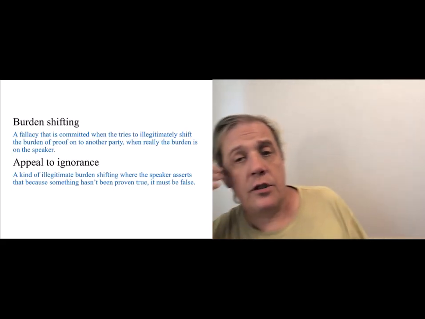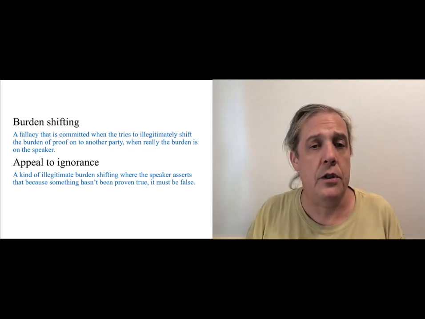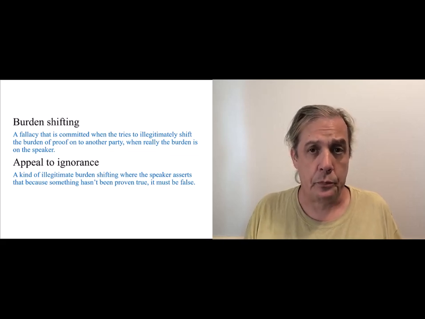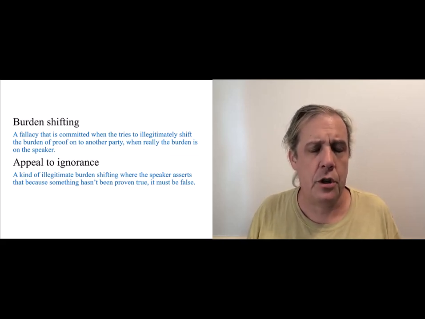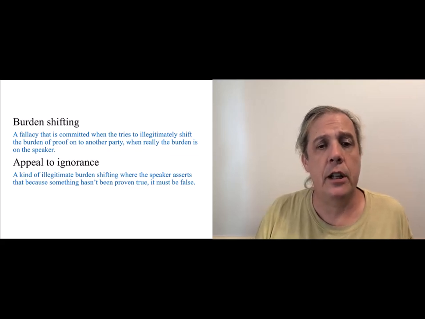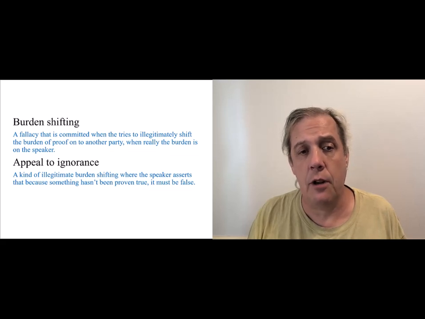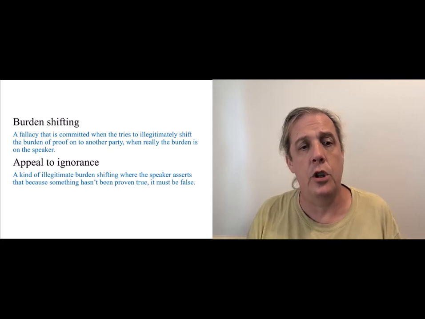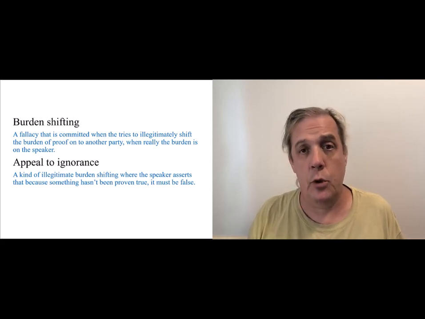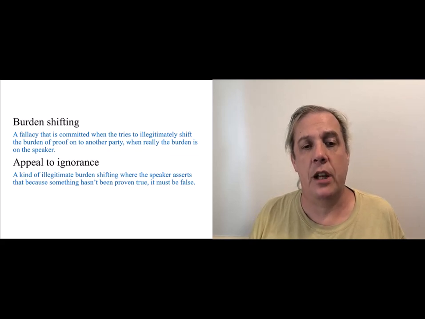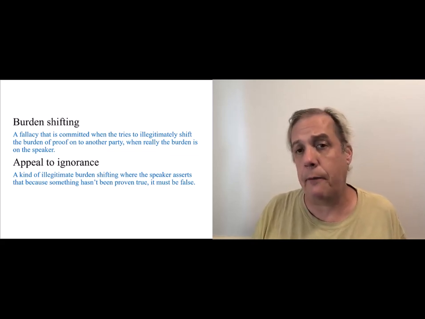So this gives us two key fallacies that we keep track of in the traditional approach to critical thinking: burden shifting and appeal to ignorance. Burden shifting just is what I was describing. It's the fallacy that's committed when someone tries to dump the burden of proof on you when really it's on them. You can't prove me wrong. Appeal to ignorance is a specific kind of burden shifting where people say, well, it hasn't been proven true, so it must be false.